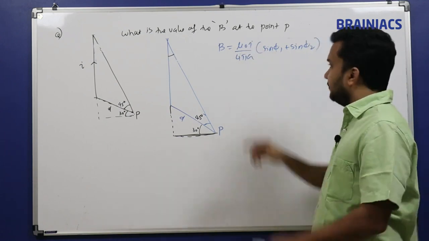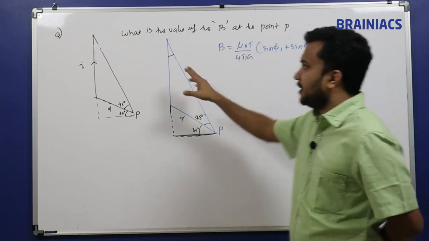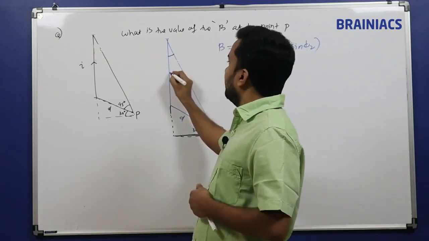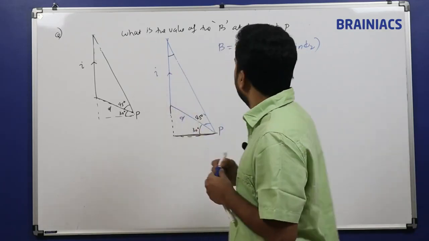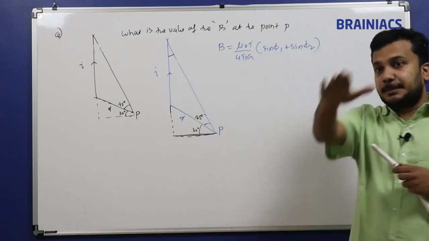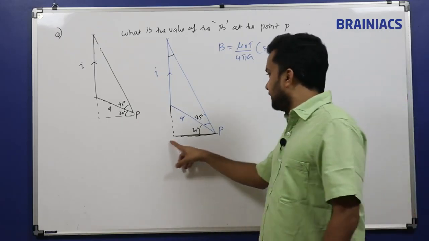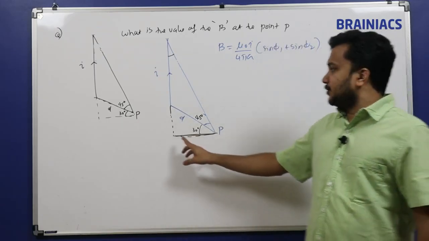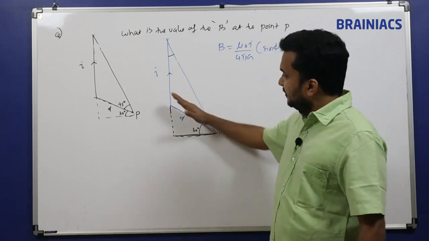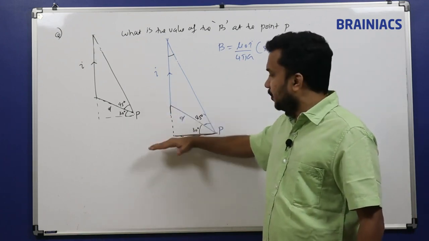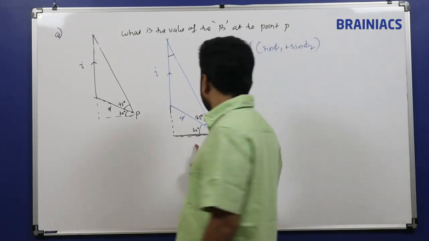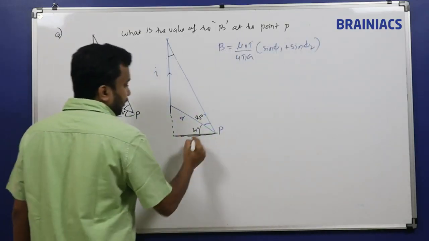For that, listen very carefully. Mu 0 I, no problem, because I is the current carried by the conductor. I is here also. 4 pi A, A is the perpendicular distance. So this is the perpendicular distance, right? This side is called D. So what is this side called? This is nothing but our A. A is the perpendicular distance.